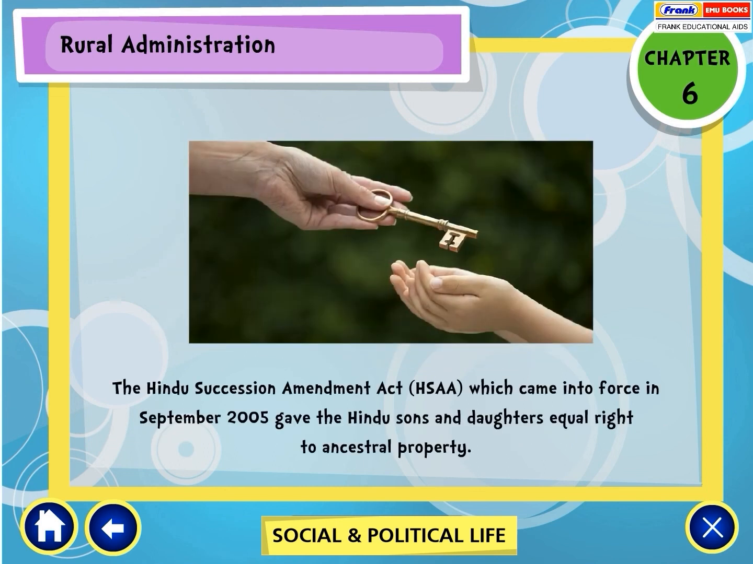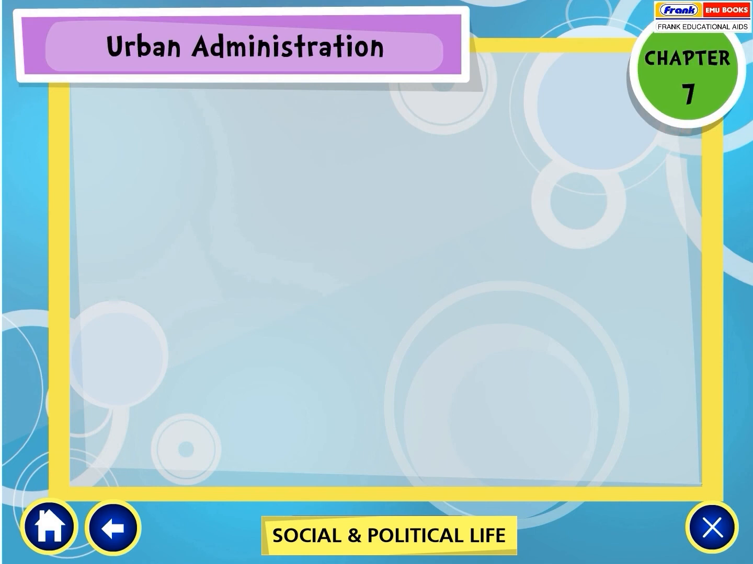The Hindu Succession Amendment Act HSAA, which came into force in September 2005, gave the Hindu sons and daughters equal right to ancestral property. Urban administration.